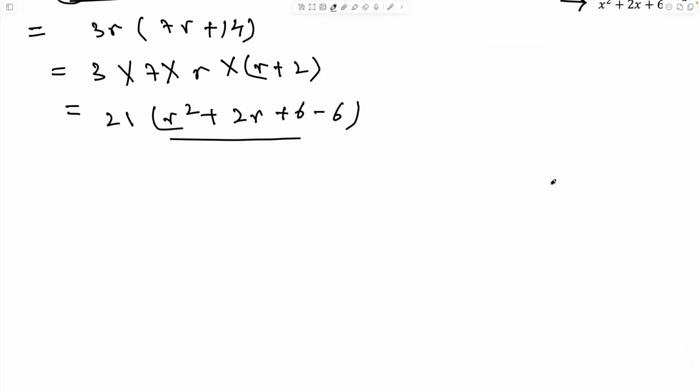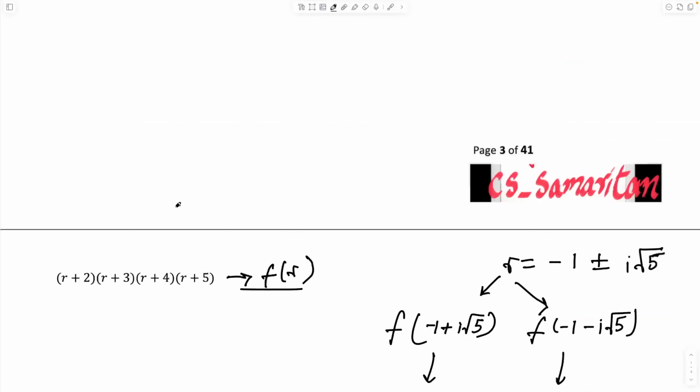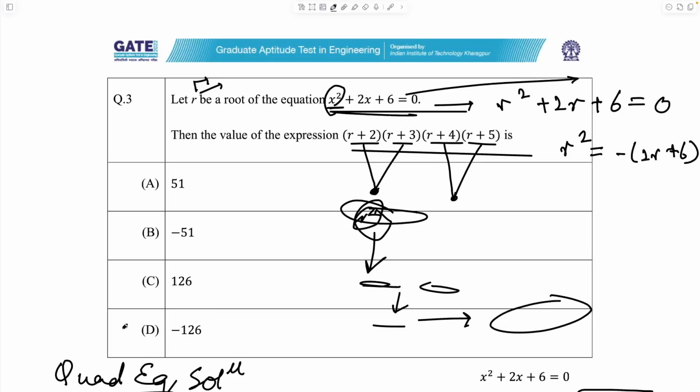So if I were to remove this part, what do I get? I get 21 times 6 and not the 6, negative 6. So what does that become? Negative 126. Is there any option that matches this quantity? Let's see. Yeah, option D directly matches this quantity, and hence that is our answer, right?